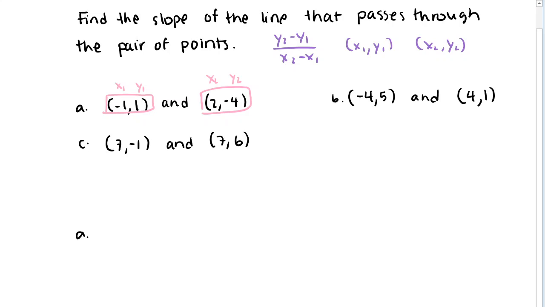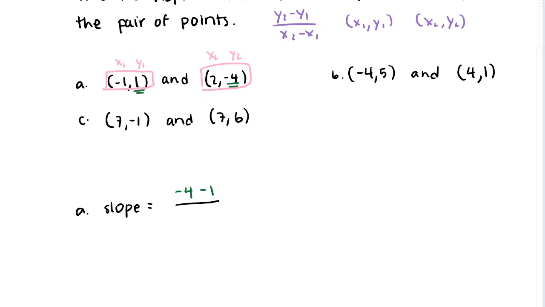So here for A, if we want to find the slope, we're going to find the change in the y values. We're going to take y2, the second y value, subtract away the first y value. So negative 4 minus 1. This will tell us the change in the y values. And we'll take the second x value and subtract away the first x value. So this is 2 minus.